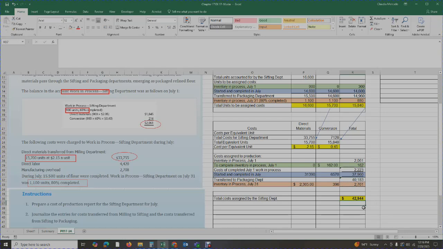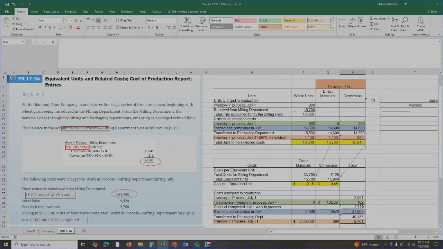That's going to give me 42,944. These are the total costs assigned by the sifting department, and we're going to break it down between what we're transferring out and what we're keeping. So we are transferring out 40,183. We're keeping in our inventory in process 2,761 for a total of 42,944.